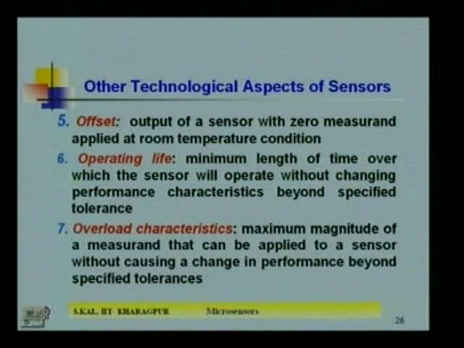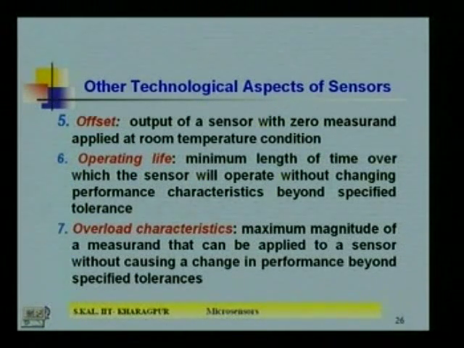Next is the overload characteristics. So overload characteristics, what does it mean? The maximum magnitude of a measurand that can be applied to a sensor without causing a change in performance beyond specified tolerance. Okay. So here it is beyond specified tolerance. It is the maximum input or maximum magnitude of the measurand or stimulus it can sense properly. That is the overload characteristics.